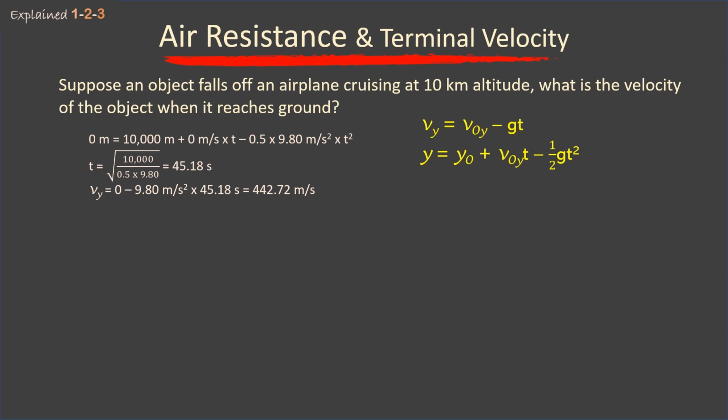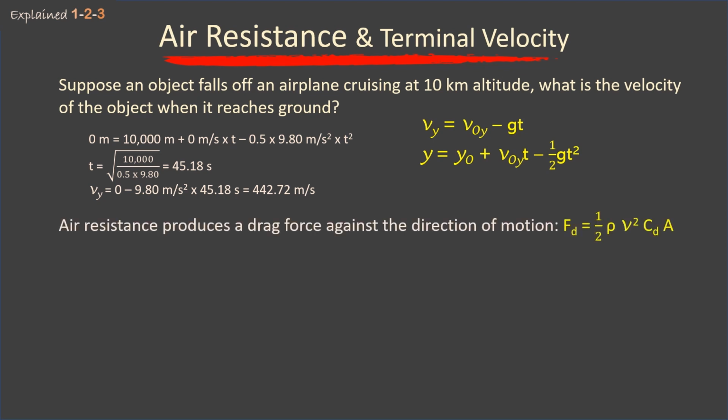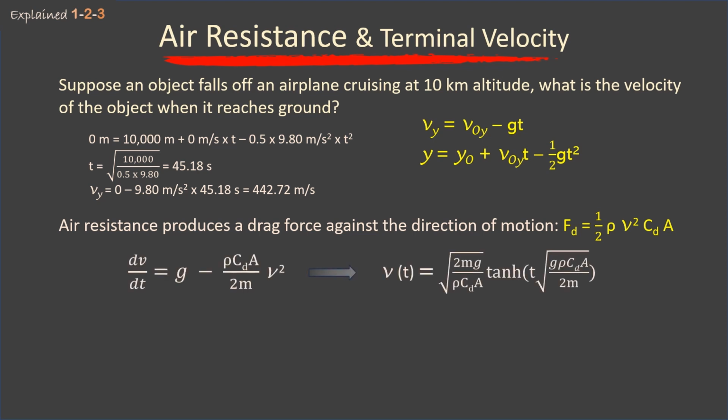If we assume also that there is no air resistance, then 45.18 seconds later, the object will reach the ground at a speed of 442.72 meters per second. This is far from the real situation because air resistance plays a significant role. At high velocity, or sometimes you hear the term high Reynolds number, the drag force acting on an object is against the direction of its motion, and takes on the form F sub d equals 1/2 times air density, rho, times velocity squared times a dimensionless drag coefficient c sub d, and times the area of the object A.